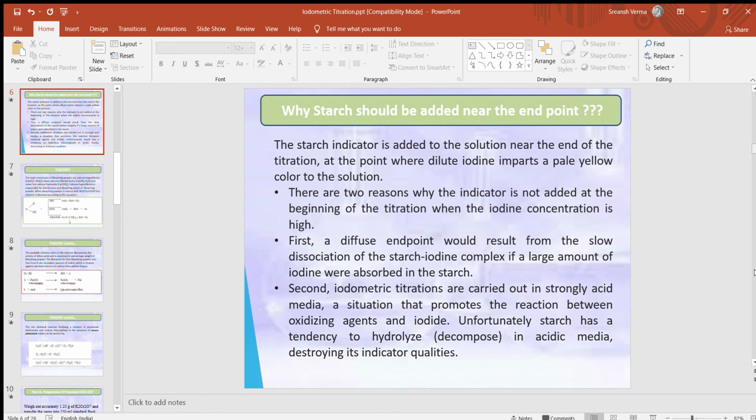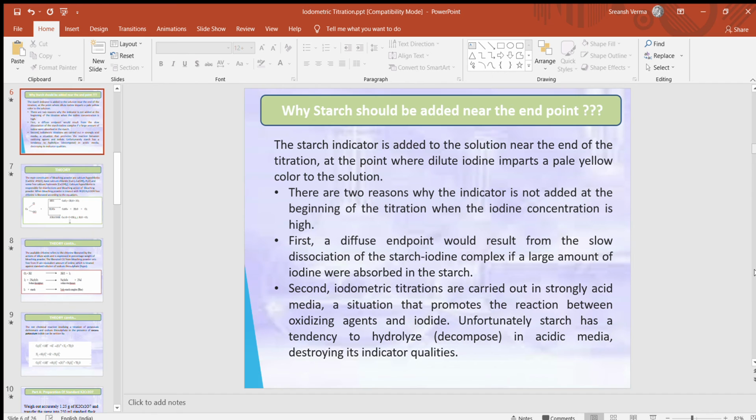So when the iodine is sitting at the surface of the starch, it is very easy to take out or to release that iodine from the surface. That is why we are adding this starch near the end point. Now another reason: the starch has a tendency of decomposition, or it gets hydrolyzed in the acidic medium. If it is hydrolyzed, it is not going to be able to perform its role as an indicator.